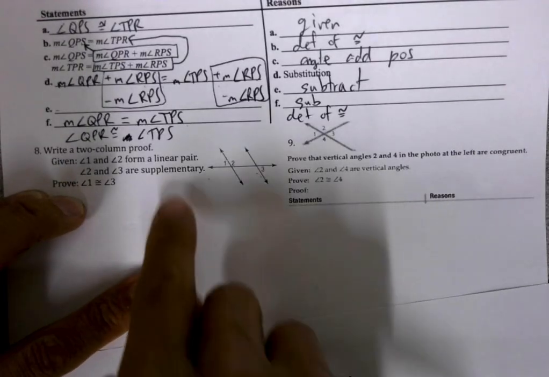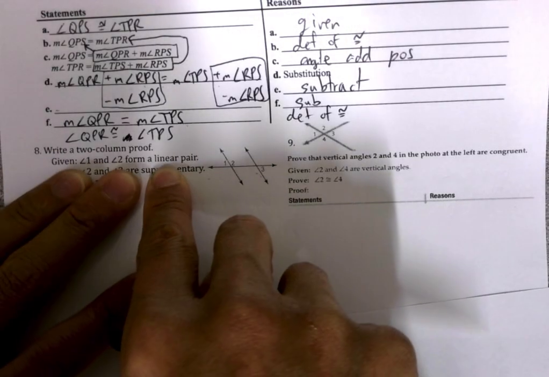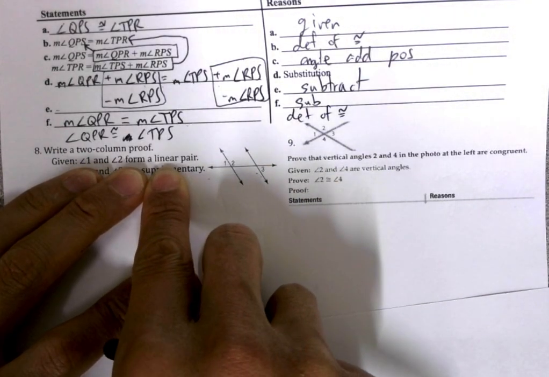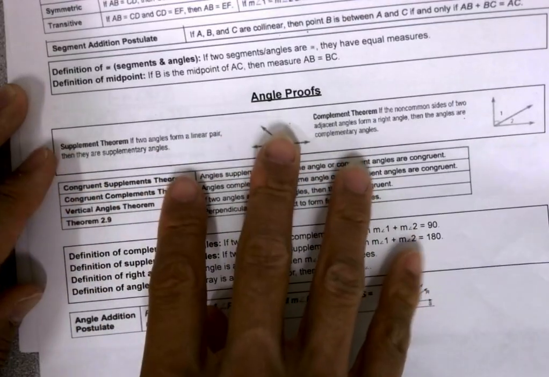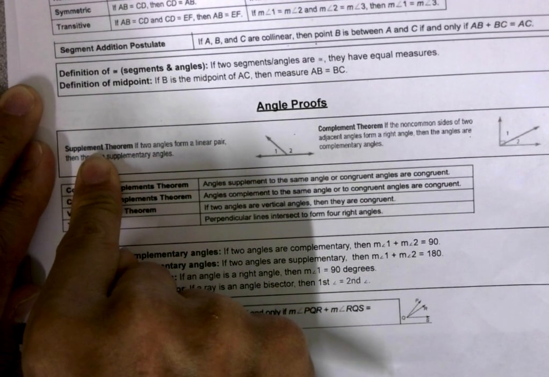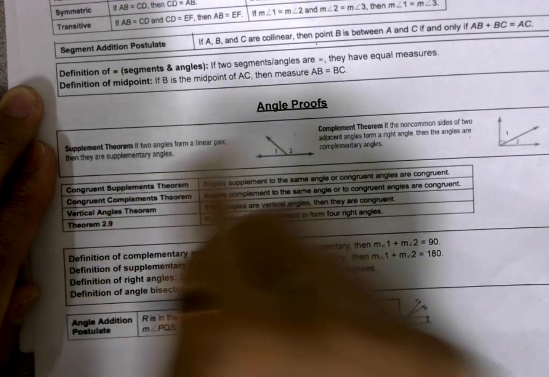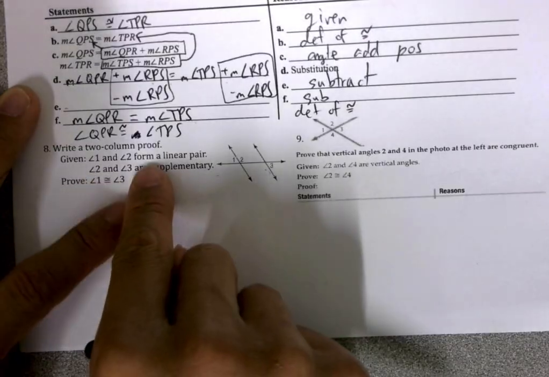Because they give us one substatement, and if they give us linear pair, we can convert this into a substatement. We look at our proof sheet. There's only one theorem on here that starts with linear pair, and that's this one here, the sup theorem. If we're given linear pair, we can say they are sup using the sup theorem. So we're going to go ahead and convert.